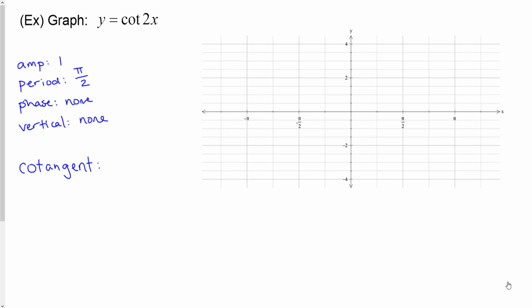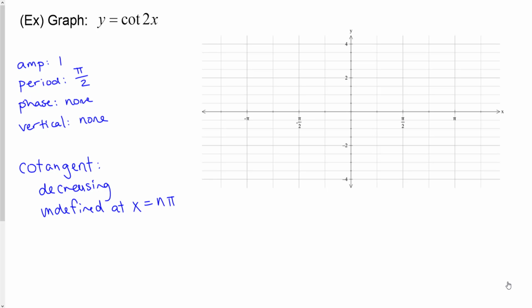It is a decreasing function, and it is undefined at multiples of pi. So I just remember those two pieces of tangent and cotangent. Tangent is increasing, cotangent is decreasing. Cotangent's undefined at multiples of pi, tangent's undefined at non-zero multiples of pi over 2.